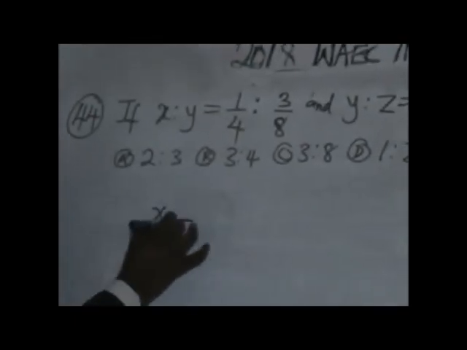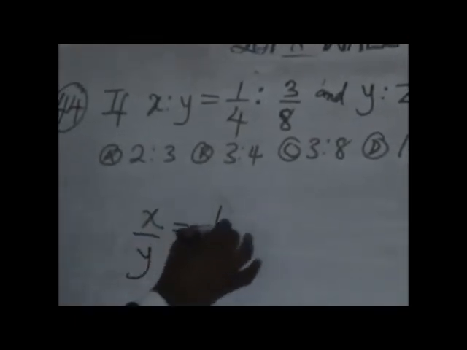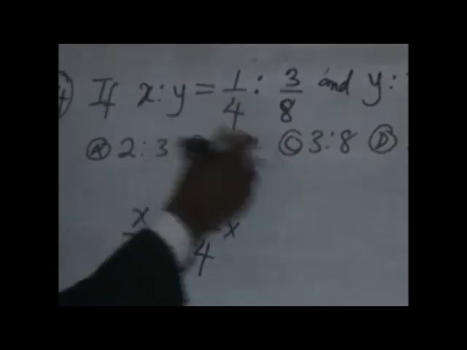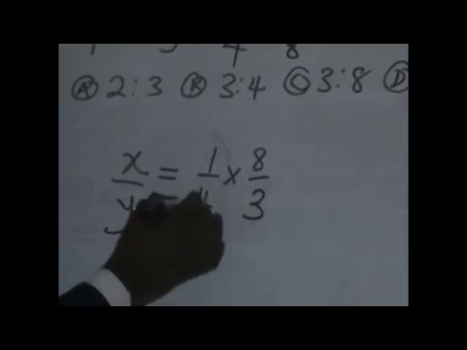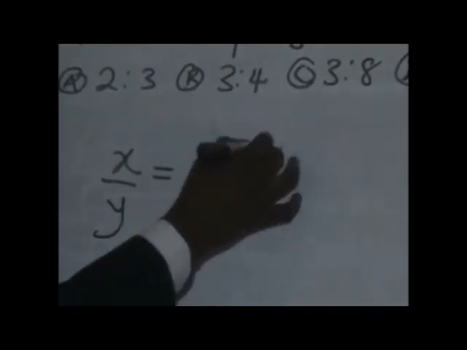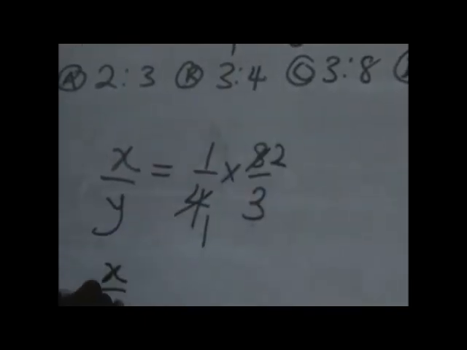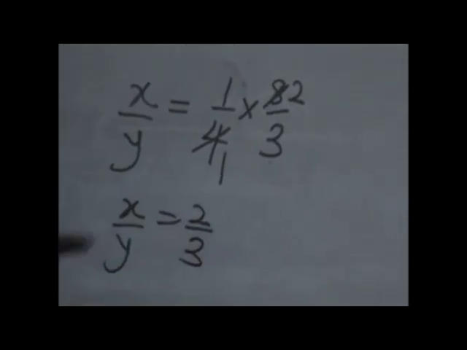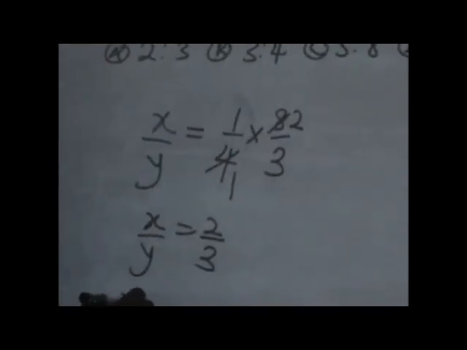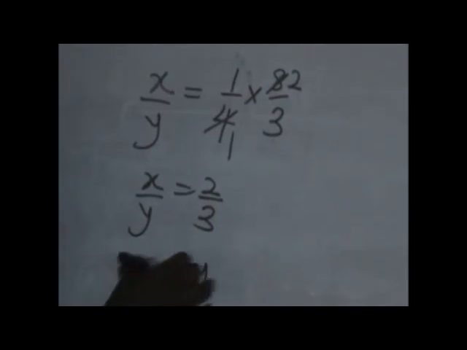Alright? So this is x over y equal to 1 over 4 times, this is division, we invert, becomes 8 over 3. Alright? So 4 here 1, 4 here 2. So x over y equal to 2 over 3. Alright? We make x the subject of the formula because x is one of the requirements here. So it becomes x equal to what? 2y over 3. We keep this.